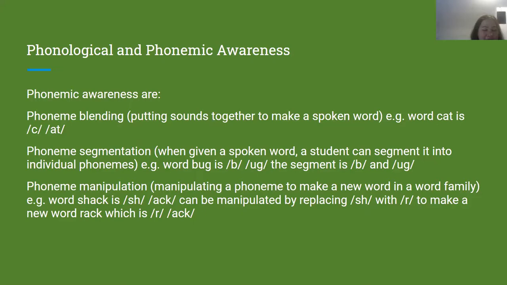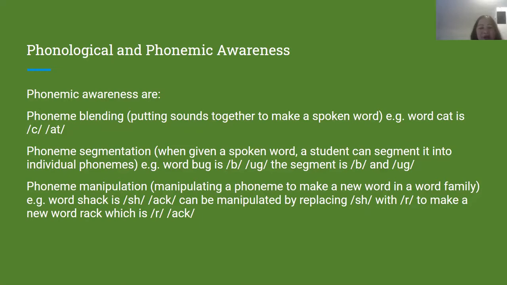What is included in phonemic awareness? I also include a few examples of its types. Phoneme blending is putting sounds together to make a spoken word. Example: the word cat is ka, at. Phoneme segmentation, when given a spoken word, a student can segment it into individual phonemes. Example: the word bug is ba, ug. The segments are ba and ug.